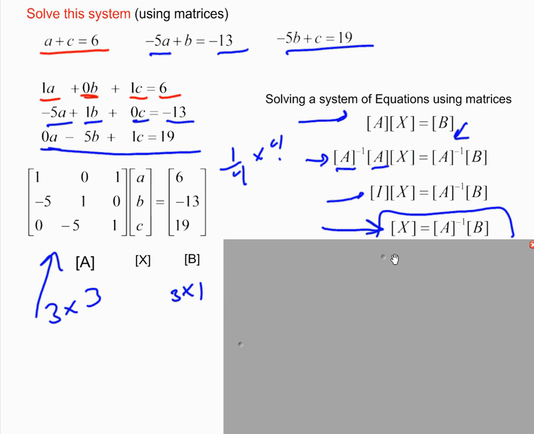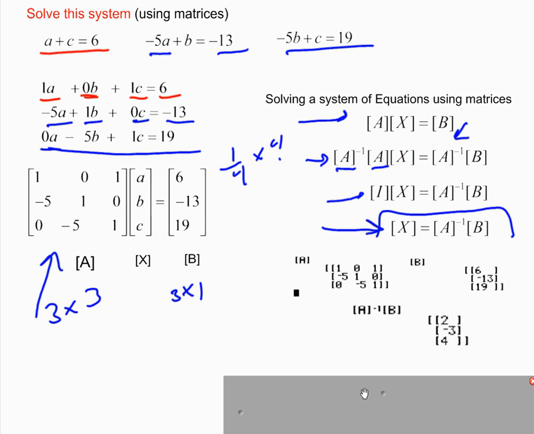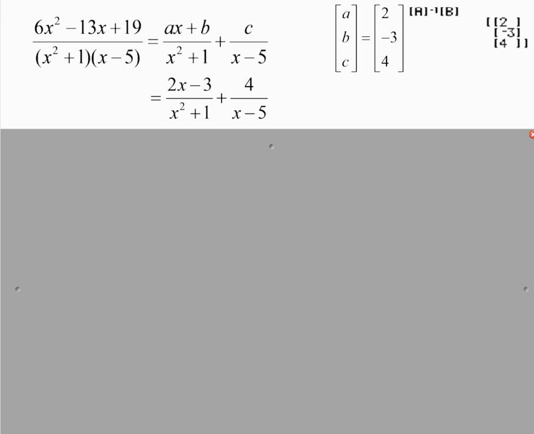So I actually went ahead and did that on my calculator, and this is what I came up with. Here's matrix A in my calculator. Here's matrix B. I did the inverse of A times B, and these are my answers. Remember, they relate to A and B and C. So A is 2, B is -3, and C is 4. So now, that's the hard part. Now let's go ahead and use those numbers and finish this off.